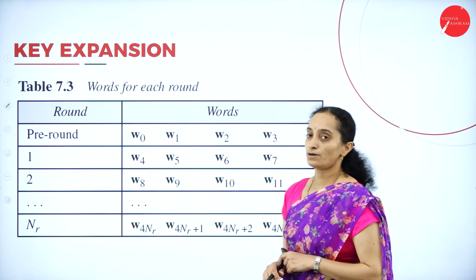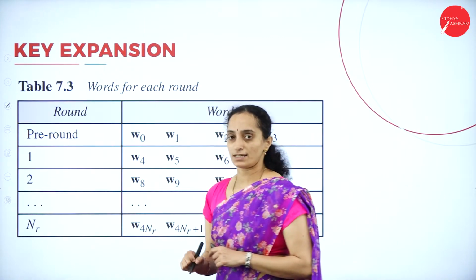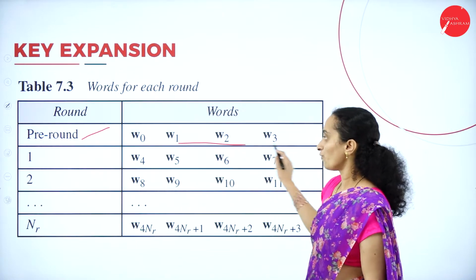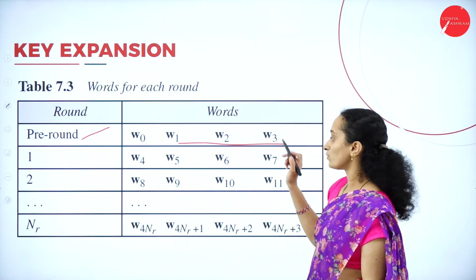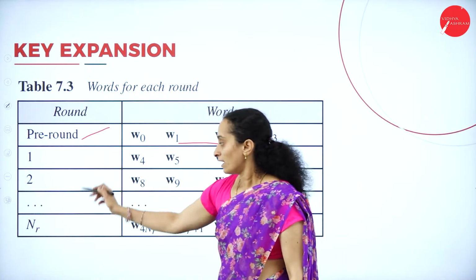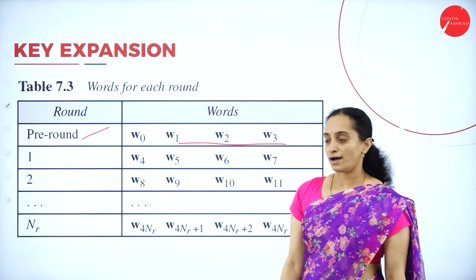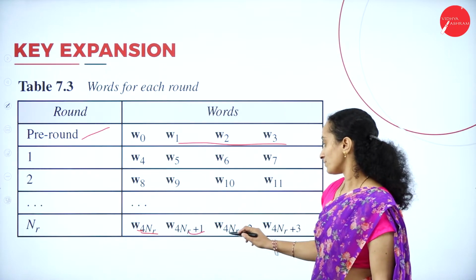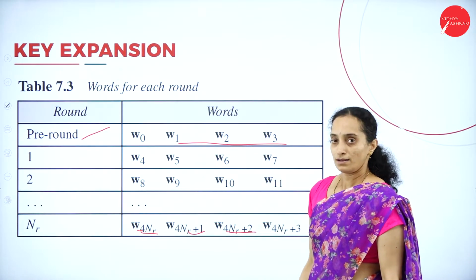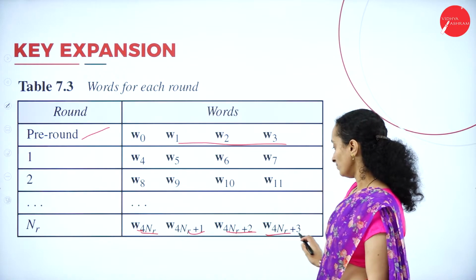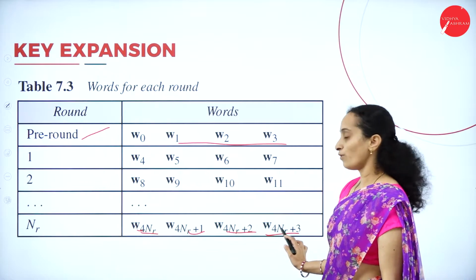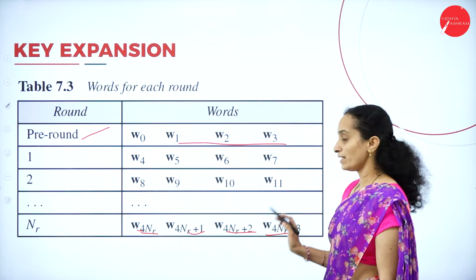This is how the words for each round are generated. We will be having a pre-round. There will be 4 words, that is W0 to W3, and up to Nr gets 4Nr, 4Nr plus 1, 4Nr plus 2 and W 4Nr plus 3.